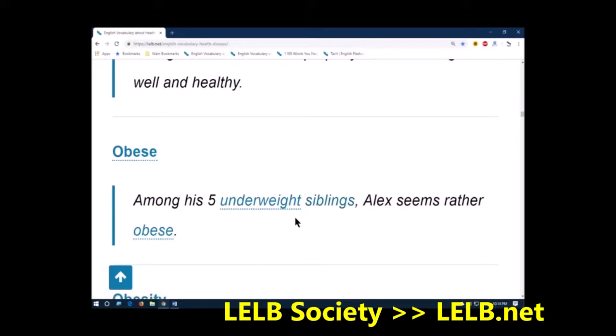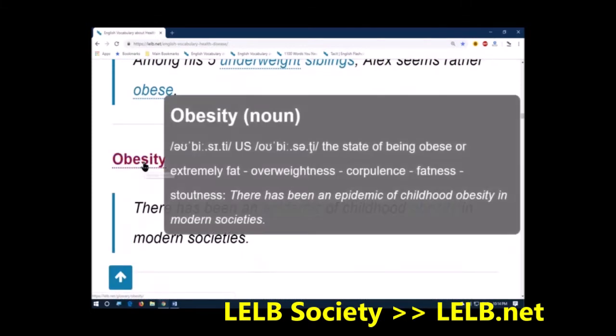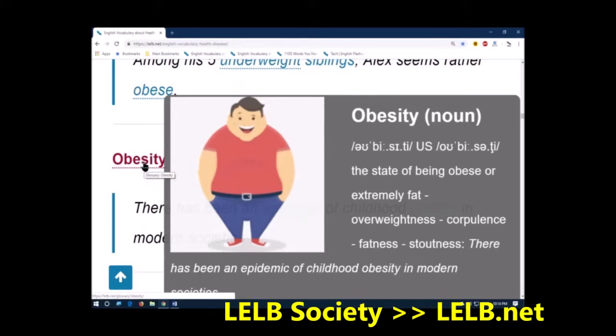So sibling means brother or sister. So he has 5 brothers and sisters, siblings, and among them he seems to be rather obese. It means his siblings are not as obese as he is, or they are normal at least. And the noun form is obesity. Obesity. The state of being obese or extremely fat. Overweightness. Corpulence. Fatness. Stoutness.